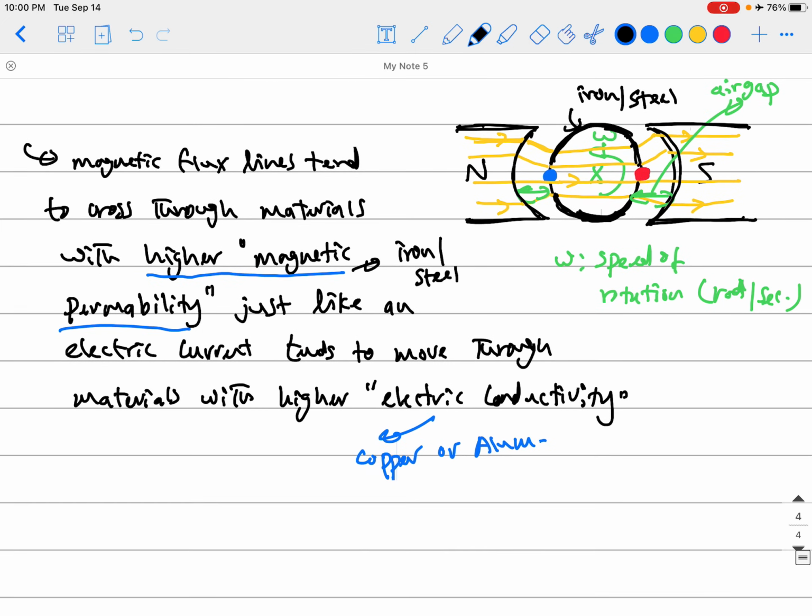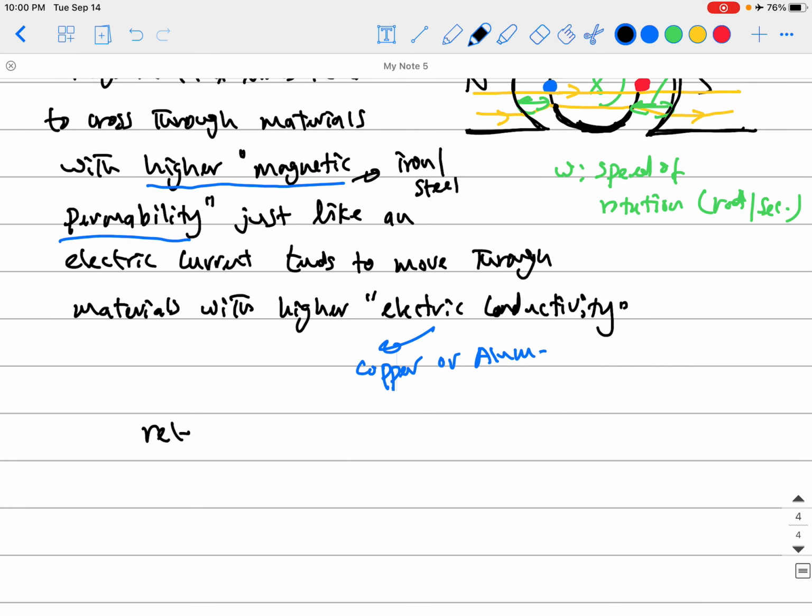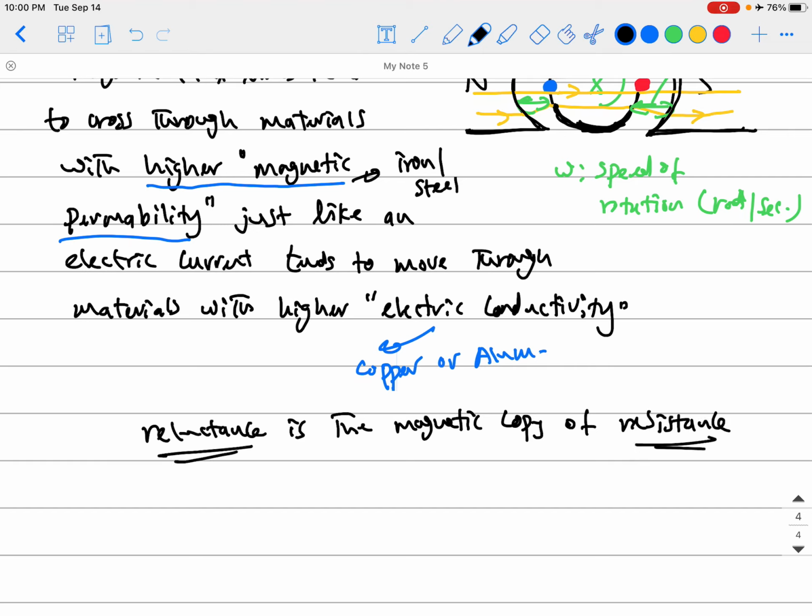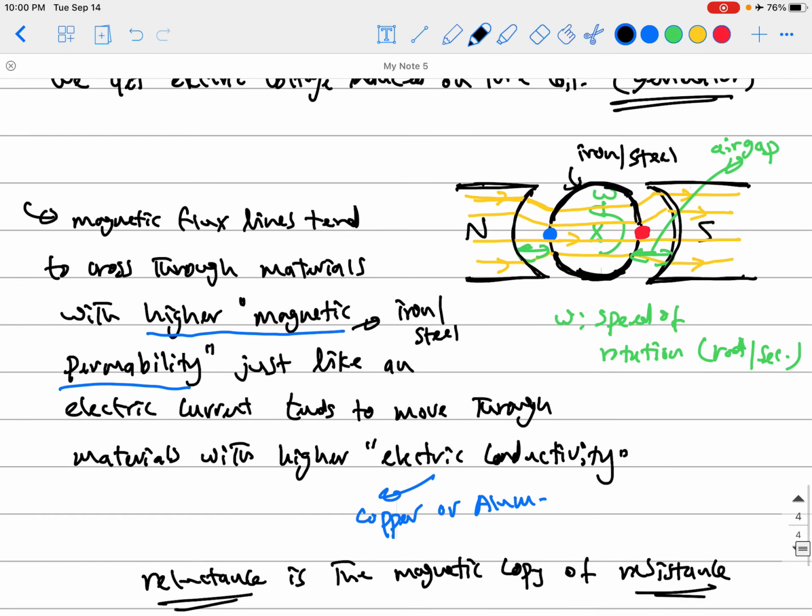The reluctance in a magnetic field is just the magnetic copy of resistance. Remember the resistance in electricity? The same principle in magnetism we call reluctance. So the air has very high reluctance to the magnetic field compared to the iron or steel. So we need to minimize this air gap as much as we can, to minimize this reluctance for the magnetic field to pass.